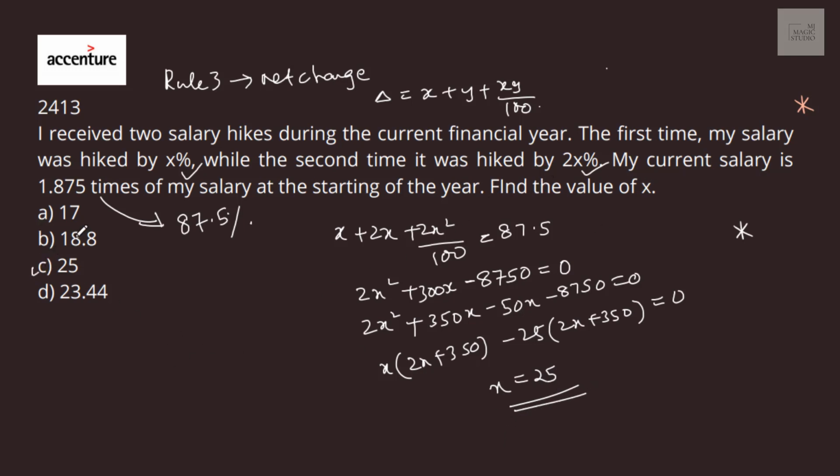x is 25. First I've got the raise of 25% and then 50%. We can again use options also and try to calculate with which option you are getting 87.5. If I put x equals 25, y is 50, plus 25 into 50 by 100, that will give 12.5, that is 75, and that gives 87.5% change. Answer is C, 25.